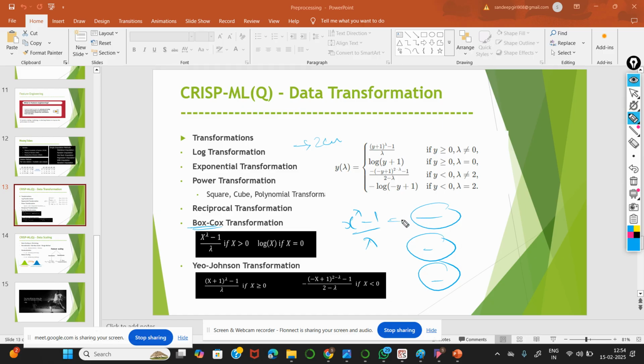But there is one more case. What if I am getting a lambda value of 0? Something divided by 0 is nothing but infinity. I am not going to get that solution. So if your Box-Cox is giving you a lambda value of 0, it will not use this formula. It will use something called log x. It will simply take the logarithm of that particular x, log base 10, and you would be getting that output.